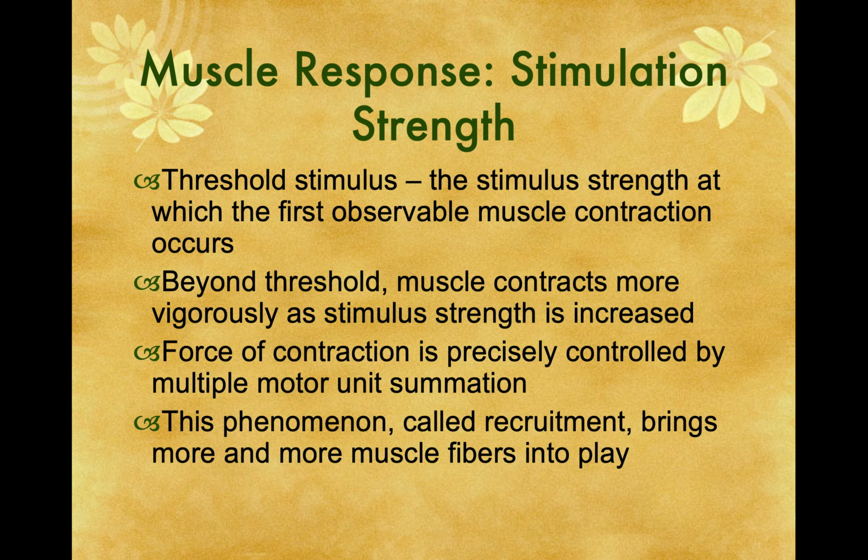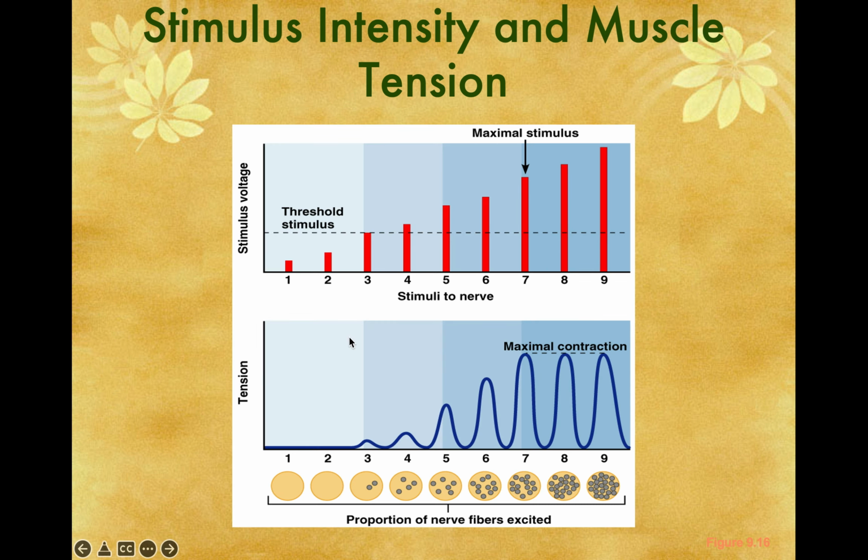All right, so write this down. Threshold is the lowest amount of stimulus you need to get a contraction. We'll look at a picture of what that means in a second. And then, actually, let's just look at it since you wrote it down.